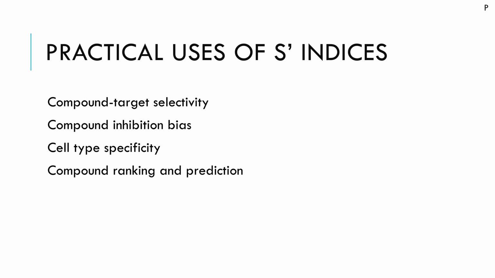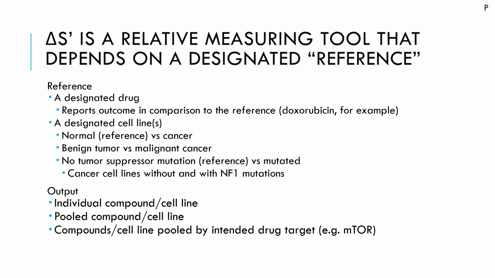It allows looking at compound target selectivity. You can look at compound inhibition bias, which is working better than the other, and cell type specificity. And what we've really focused on is compound ranking and prediction. I know prediction is a very weighted word, but nonetheless, I'll use it anyway in this context. But we have focused on using delta S as a relative measure, in regard to some kind of a reference.